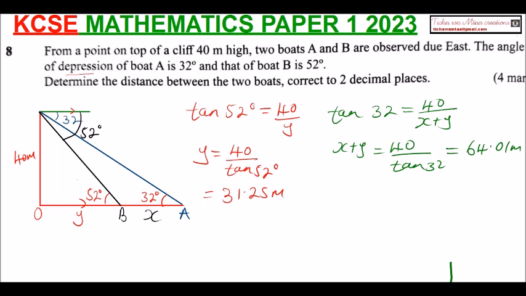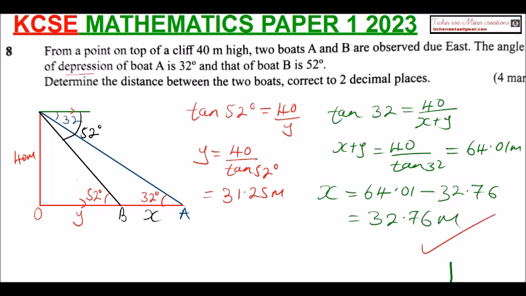But we already know the length of y, so x is equal to 64.01 minus the distance from O to B, which is 2.76. Using your calculator, you get this is equal to 32.76, and this is in meters. So that's how you work that out, and you should be able to get 4 marks.